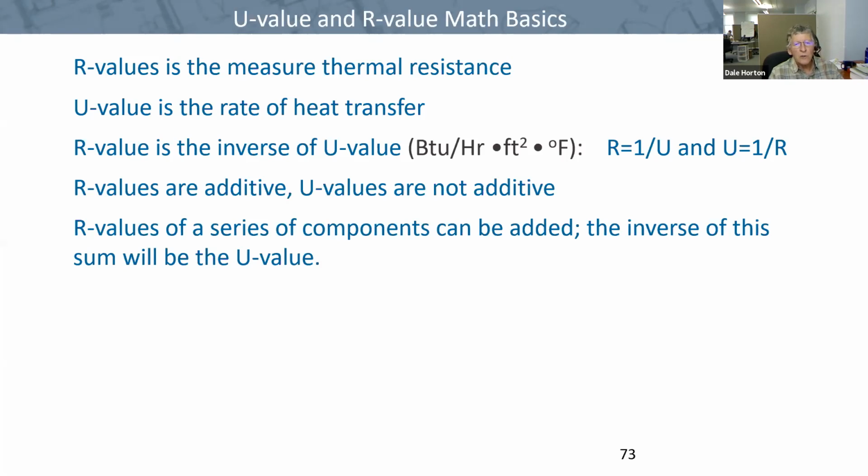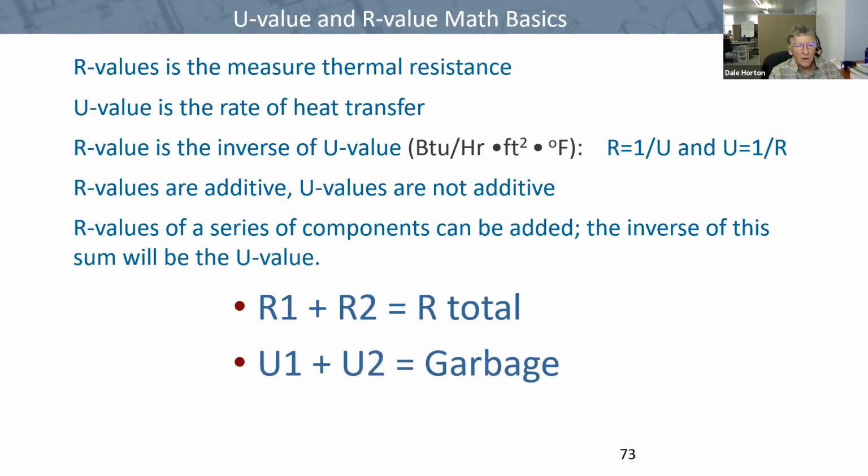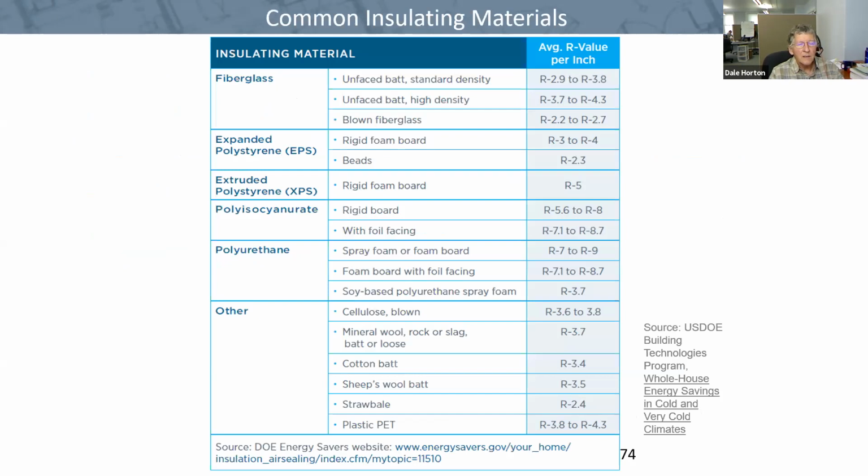R value equals 1 over the U factor. U factor is equal to 1 over the R value. Okay, R2 plus R1 is equal to R total. U2 plus U1 is equal to garbage. And then I'll remind you of that relationship. It's important to keep those in mind when you're evaluating energy efficiency options in the thermal envelope.